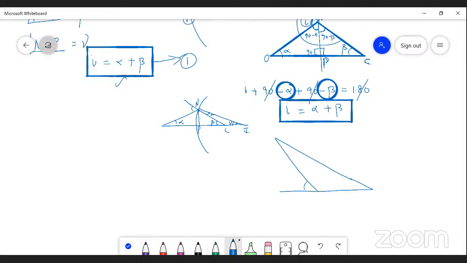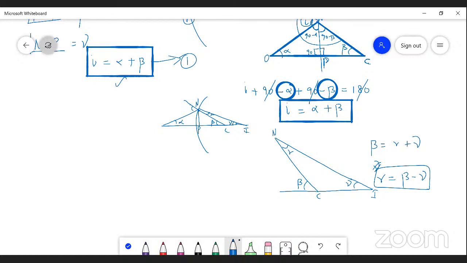This is beta, this is the r value, and this is the gamma value. This point is N, this point is I, and this point is C. So what is the beta value? Beta is the outside angle, which is equal to the sum of the inside angles, r plus gamma. But I want the r value. So r is equal to beta minus gamma.